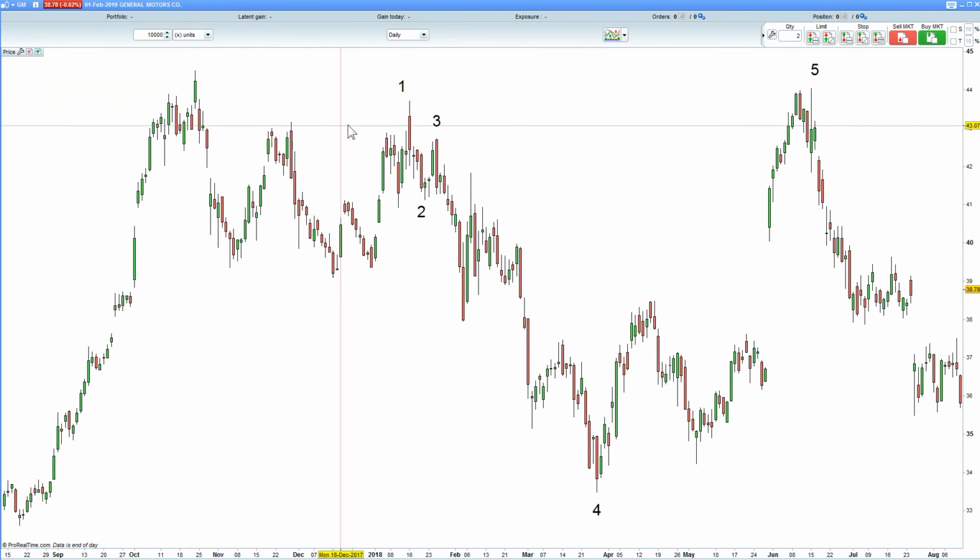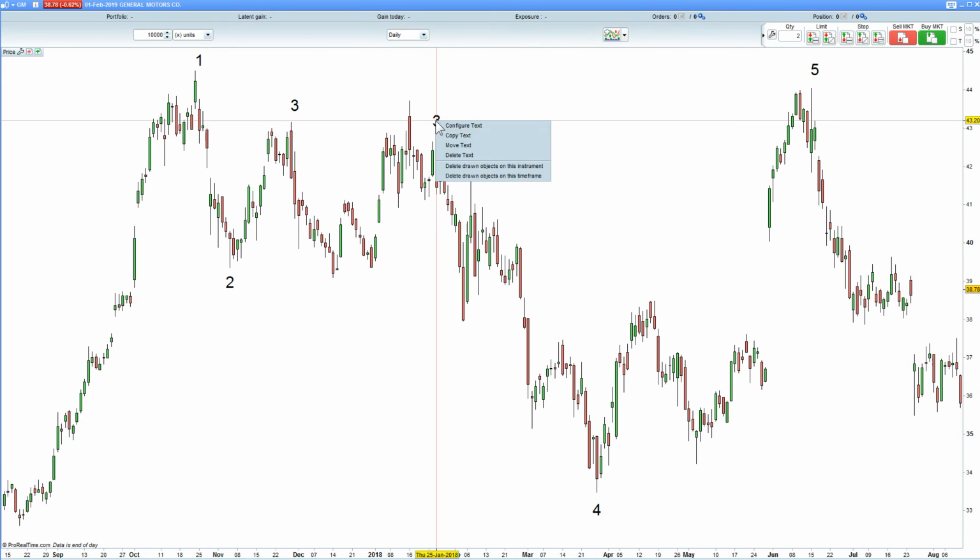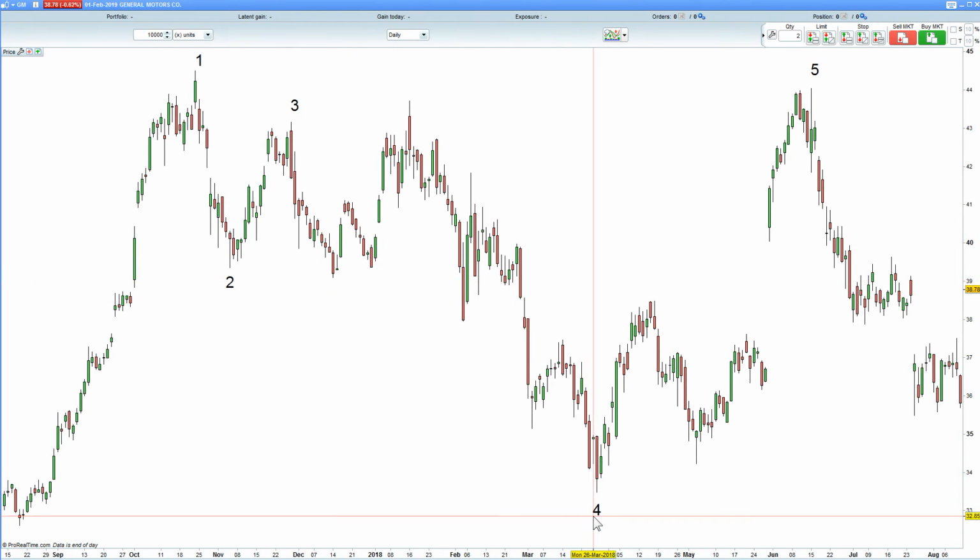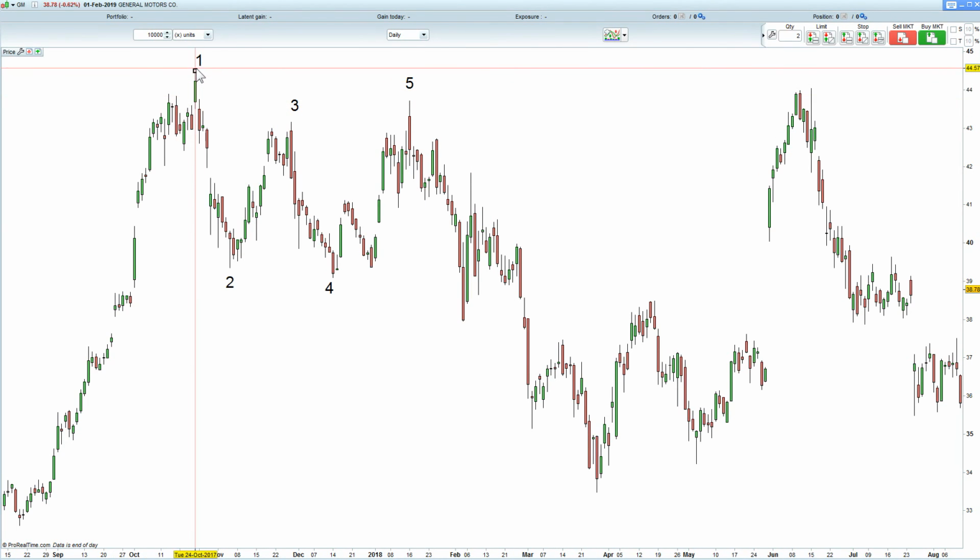So let me find one more instance here. Let's back up here and do this one right here. So that's our point 1 right there. Here's point 2. Point 3 right up here. We'll use this top, and it did not go past, whoops, I just copied it. 3 did not go past 1, so 4 has to go past 2, which we did right there. Move that, and then we did retrace over 100%. So number 5 is right here, so that pitchfork would be drawn like this.